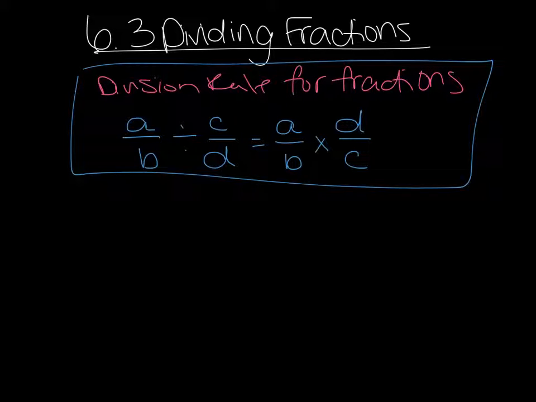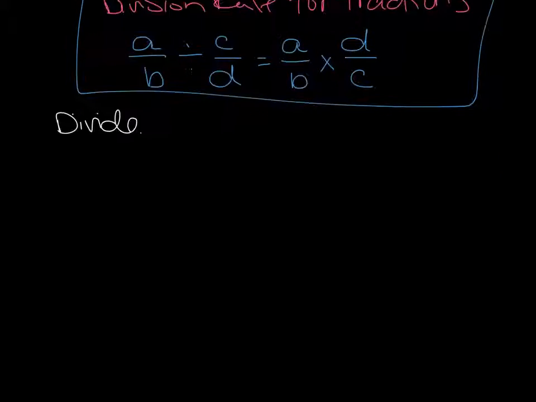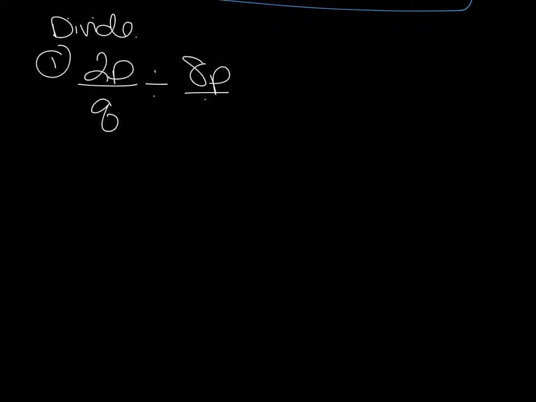Okay? So the directions today just say divide, and it should always be implied that we want to write our answers in simplest form, right? Don't have to ask me, just assume. Always in simplest form. Okay, number 1, let's try 2p over q divided by 8p over 5q.